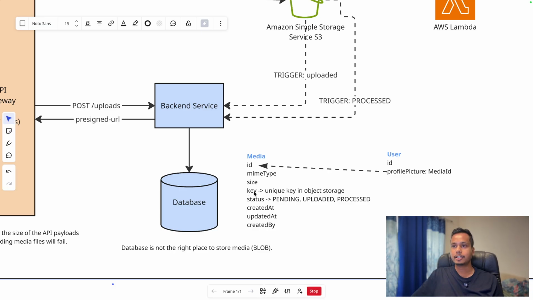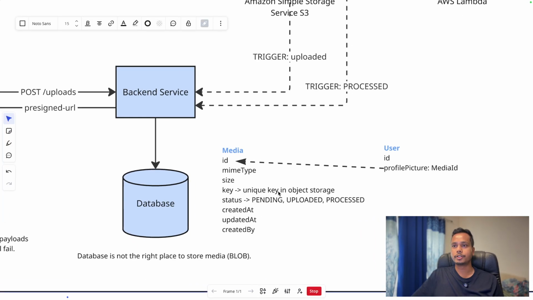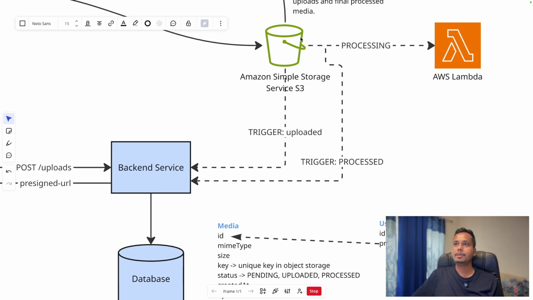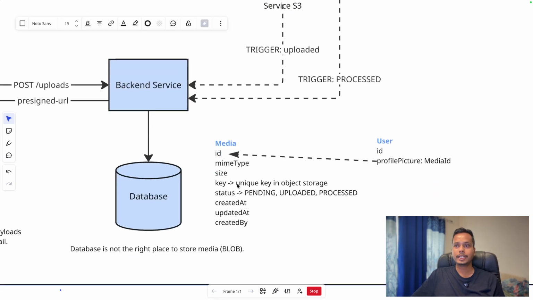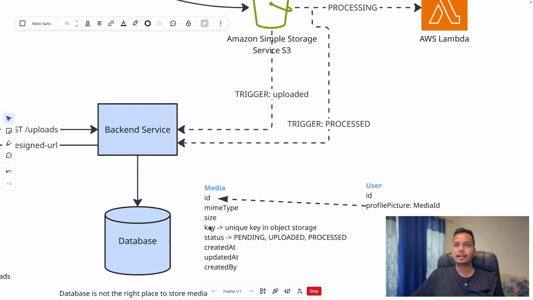The key is a unique key in object storage. When you store any media file in this object storage S3, it will have a unique name. Two media files cannot have the same name, obviously, right? So they will have a unique identifier in this object storage, and that is normally called the key. So we will also store that key so that we can identify a media in the object storage by using its key. Okay, and then we will maintain a status.